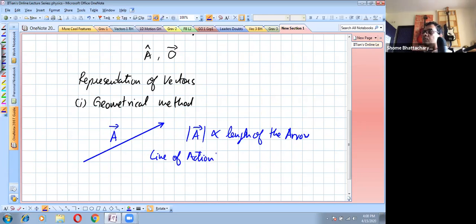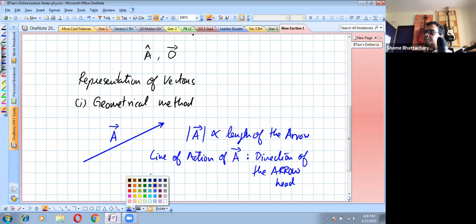So the line of action of vector E is given by nothing but the direction of the arrowhead. Whichever direction the arrowhead is pointing in, that becomes the direction in which the vector is acting, or more precisely what we call the line of action of the vector. So this was about the geometrical method of vector representation.